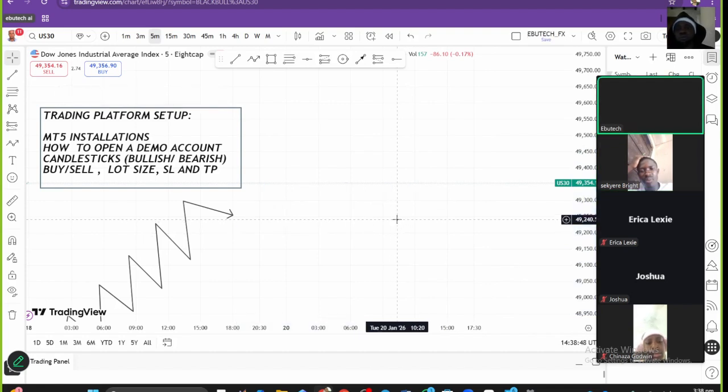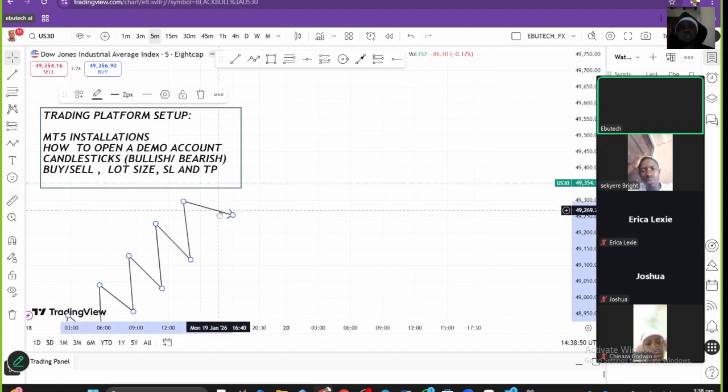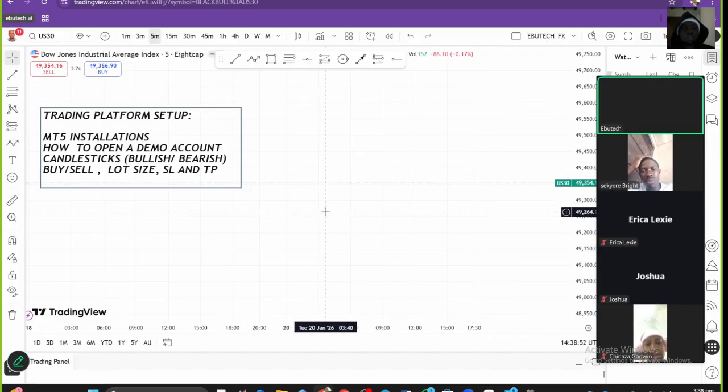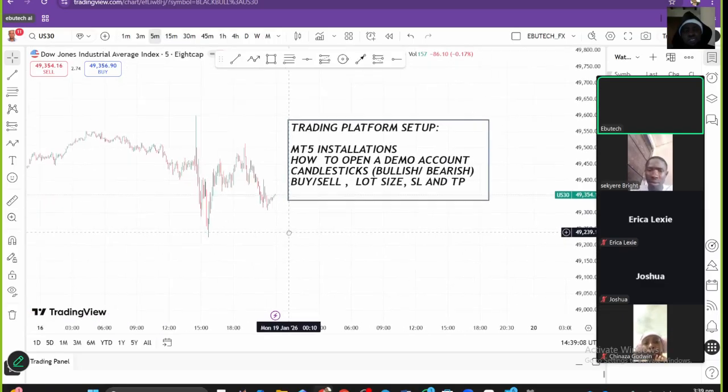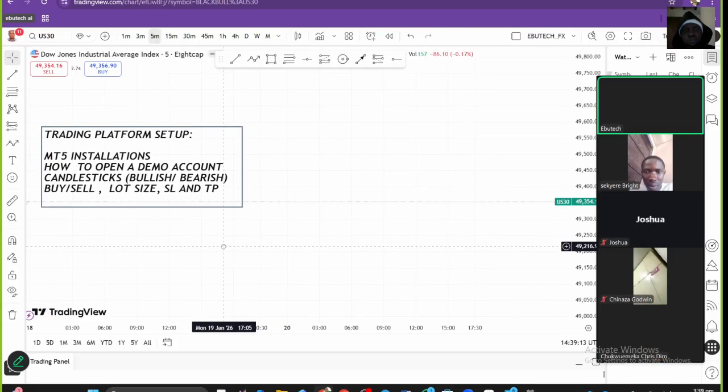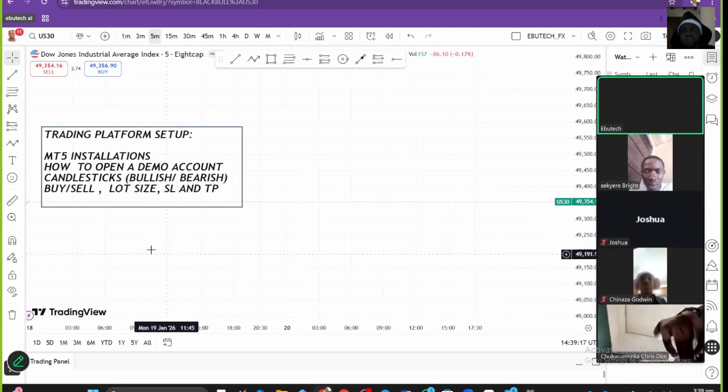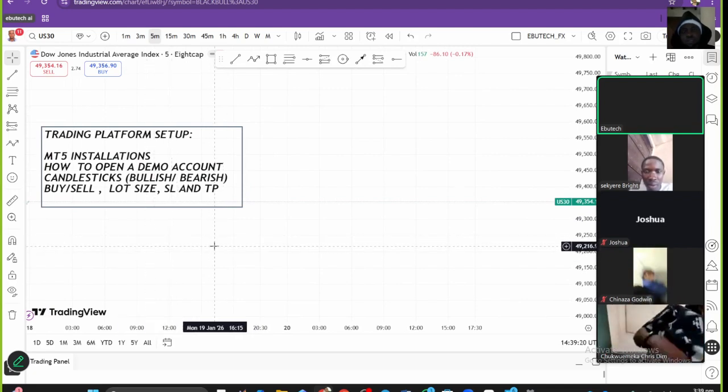So now, what else am I going to talk about is loss size. We've talked about the bullish, bearish, that's the candlestick. I don't want to bring out the system, the trend, the candlestick, because you guys are going to get confused. So after this, probably by next week, we're going to start showing the markets.